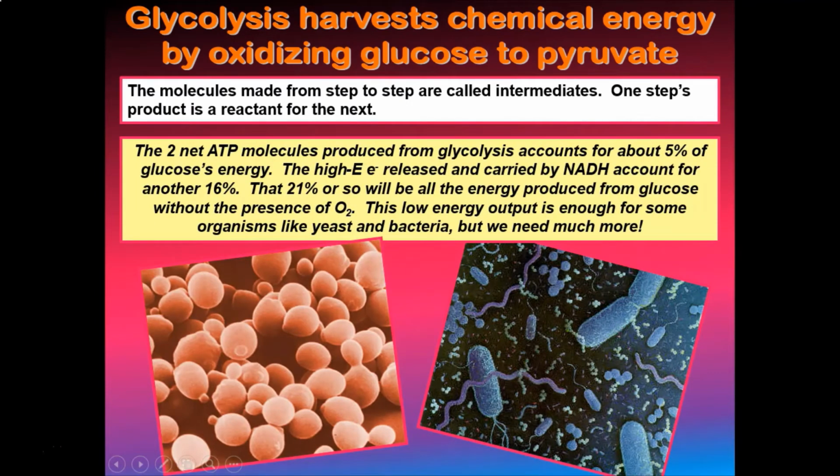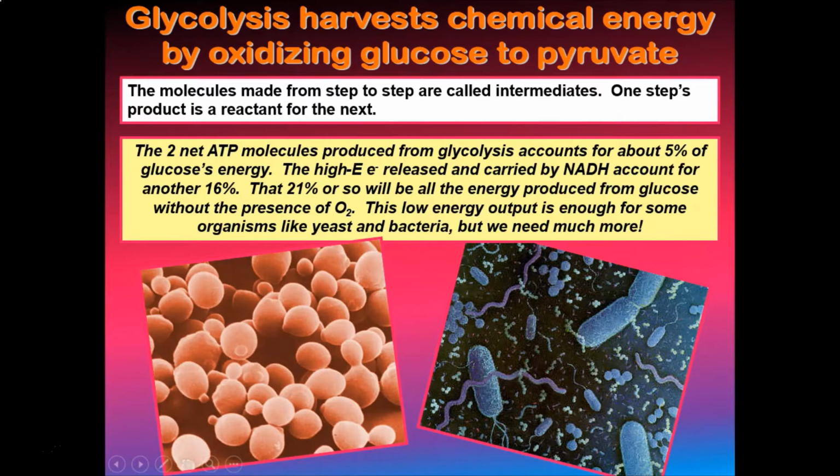Now, think about the 2 net ATP that you got. That's only about 5% of glucose's energy. But you also got some NADH, don't forget. So between the 2 molecules of NADH, or the electrons in the NADH, and the 2 net ATP, you got 21% of glucose's energy out there in glycolysis. That's without any oxygen, right? So we have a lot more work to do to get the rest.